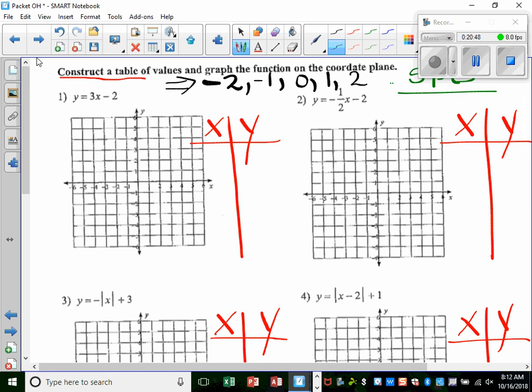I do want you to have 5 points, so put 5 points at the top so you'll know that you need to at least plot 5 points for each. Okay, so write that at the top. I need to have 5 points in the table, right?